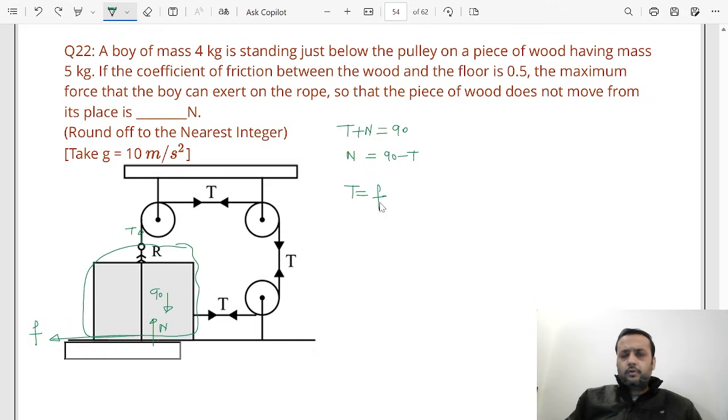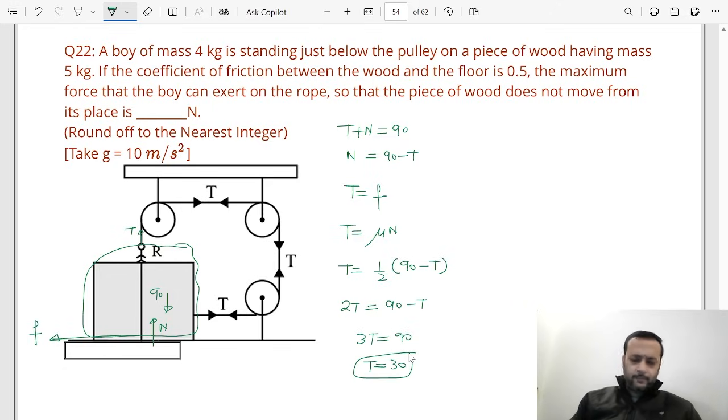But friction cannot go beyond a certain value. So the maximum force that the boy can apply is equal to the limiting value of friction, which is mu into normal. Mu was 0.5, normal is 90 minus T. So from here we can see that 2T will be 90 minus T, that means 3T will be 90, that means tension will become 30 newtons. So the maximum force that the boy can apply is nothing but 30 newtons. All right.